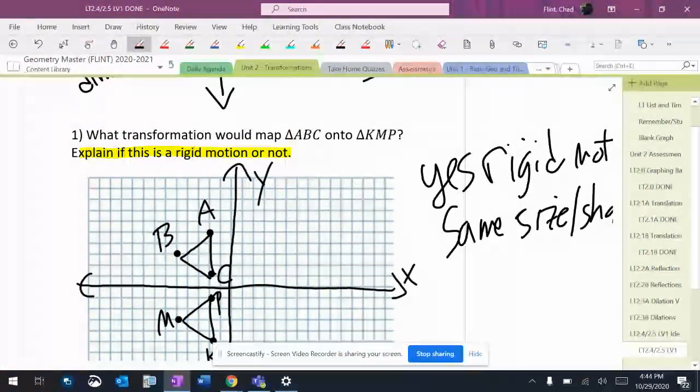If you have not seen this before, and I don't think you have, I'm going to line these letters up like that. And that means that A has to end up at K, and it means that M has to end up at B, and it means that C has to end up at P.